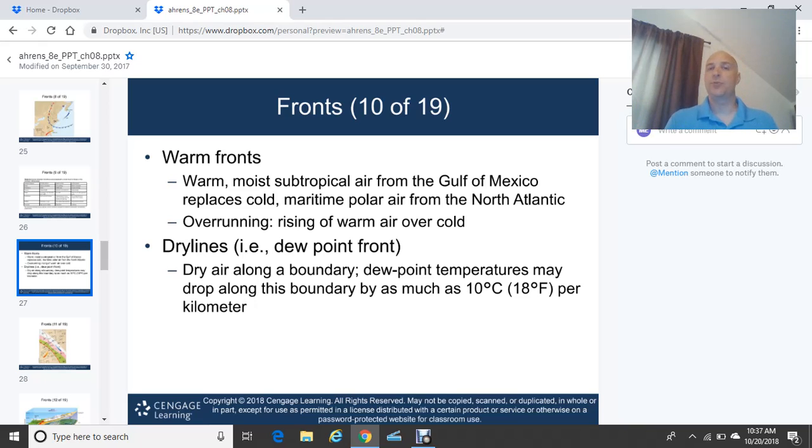You can get some really dense fogs. I've seen some really dense fogs in the Florida Panhandle, especially during wintertime when this type of thing happens. So you get overrunning of moisture, you get rising of warm air over cold.